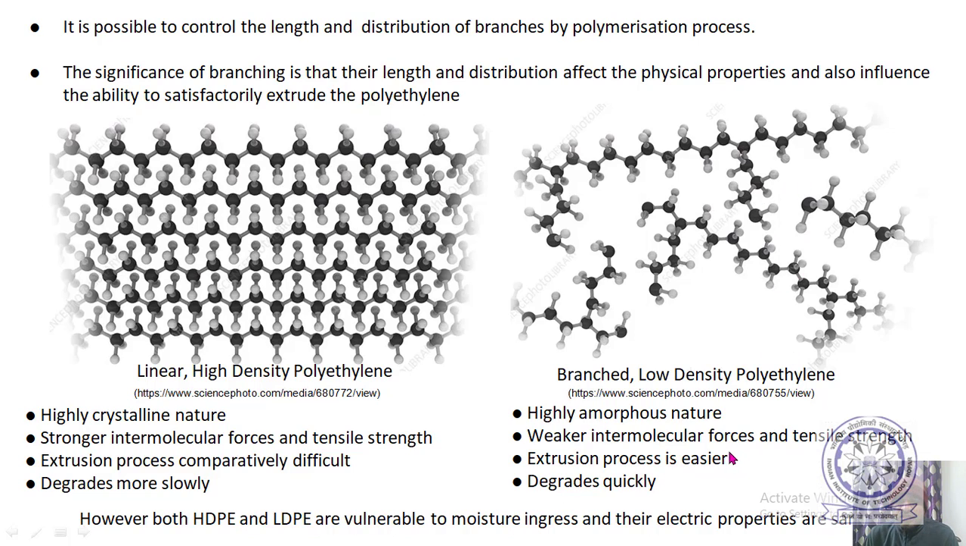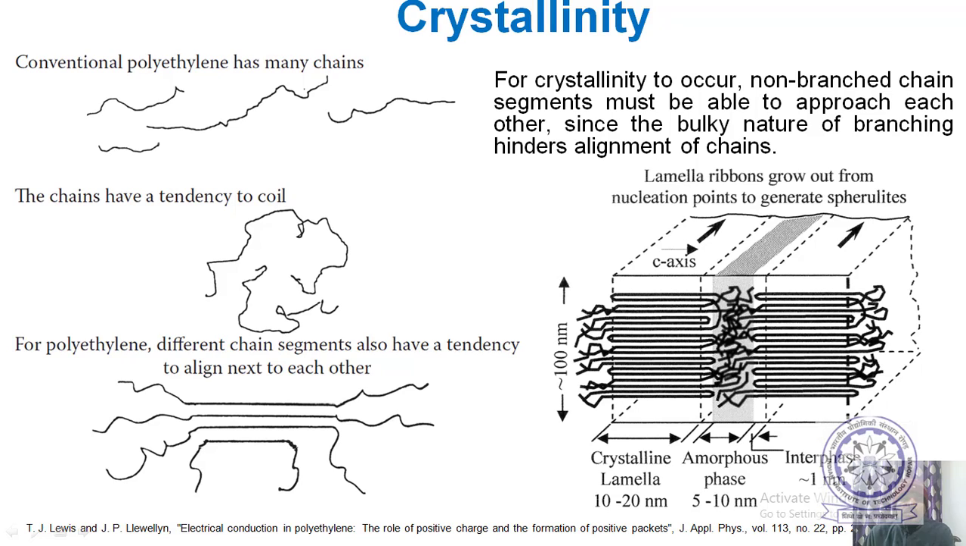But extrusion process is very easy. If material is strong, then extrusion process is difficult. If material is having weaker molecular forces, then extrusion process is easier. But it degrades more quickly than high density polyethylene. However, both HDPE and LDPE are vulnerable to moisture ingress, and their electrical properties are almost same.